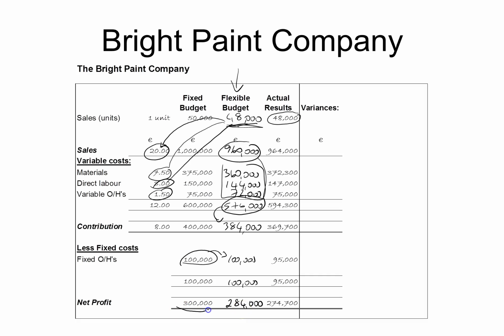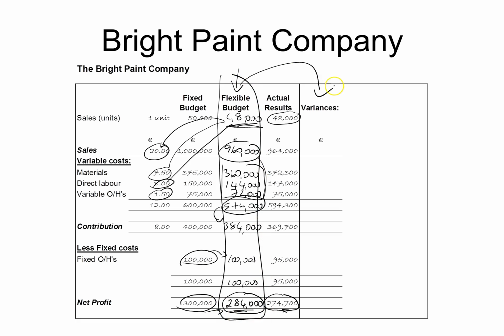So the original budget was to produce a profit of 300,000. Given the fact that the volume fell, given the fact that only 48,000 were sold, we would have expected the profit actually to decline to 284,000, but in fact it declined to 274,700. So it's dropped a little bit further than we anticipated. Okay, so what I'll do is I'll tidy this column up here before we look at the variances.